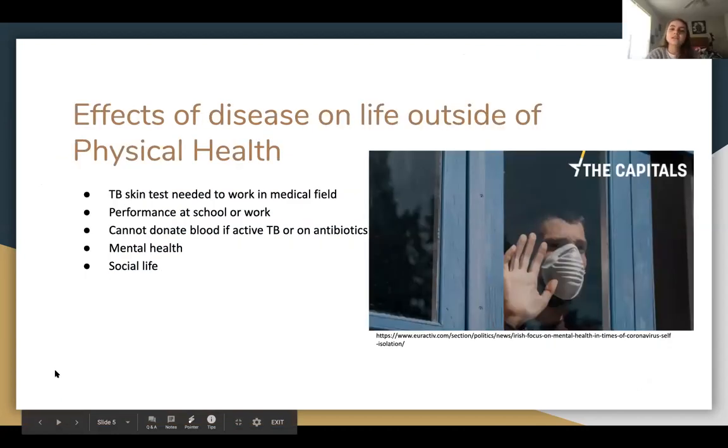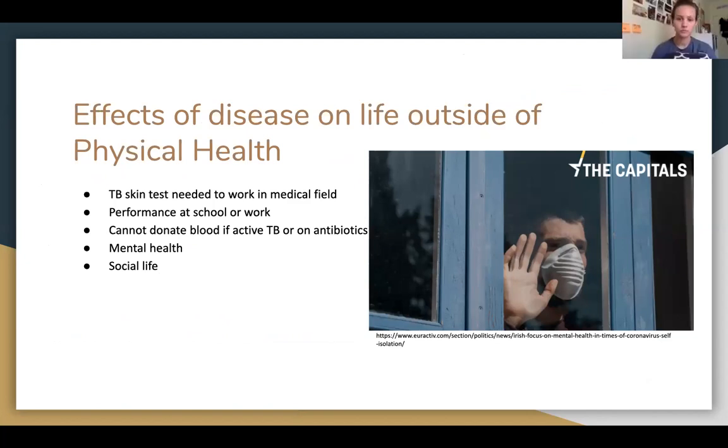Some of the effects of the disease on life outside of physical health: to be able to work in the medical field, you have to get a TB skin test, just as a precaution. It can affect performance at work or school because maybe you have to miss, maybe your symptoms are a little too strong. There's several things that it can affect there. You can actually not donate blood if you have active TB or if you are on the antibiotics for it. I did read that for latent TB, they are kind of picky about it. It's not completely prohibited, but they really might not let you.